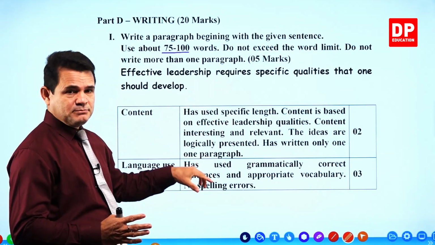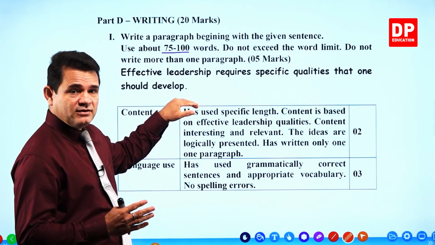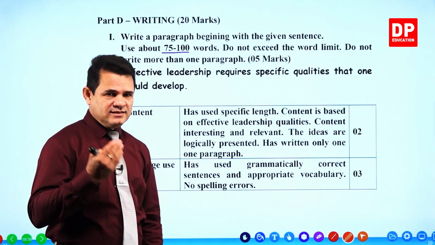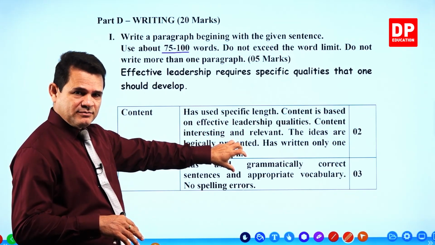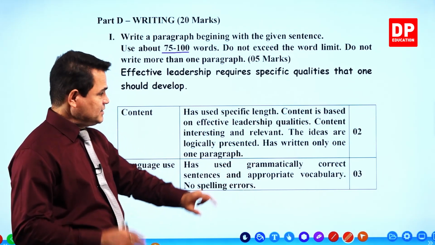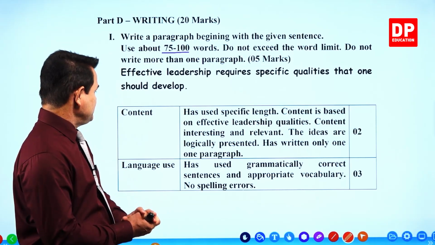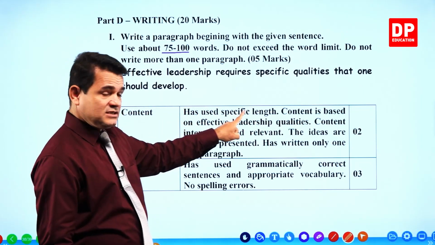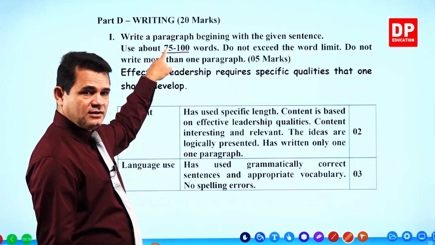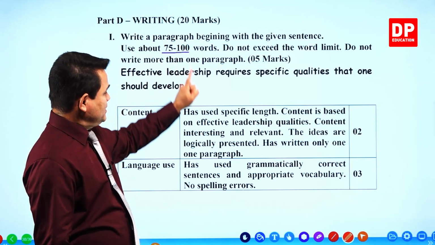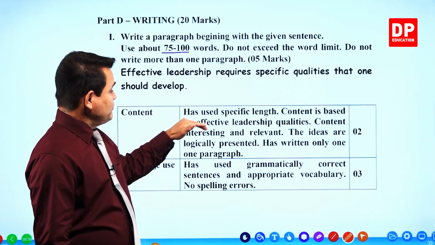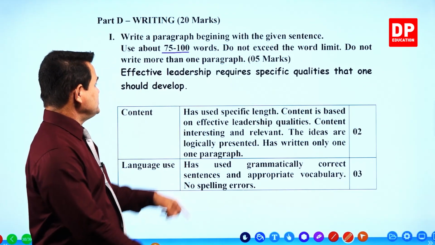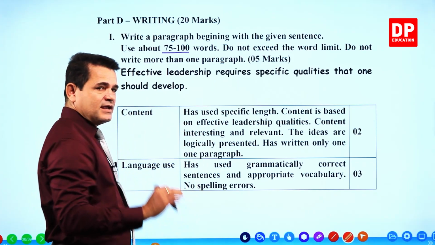Now when you write this paragraph, you should be aware of how you are going to get marks. If you know that, we can prepare our answer accordingly. This is how you would get marks. For content you get 2 marks. That means has used the specific length, within this word count. Content is based on effective leadership qualities. That is what is being talked about here, effective leadership qualities, right?